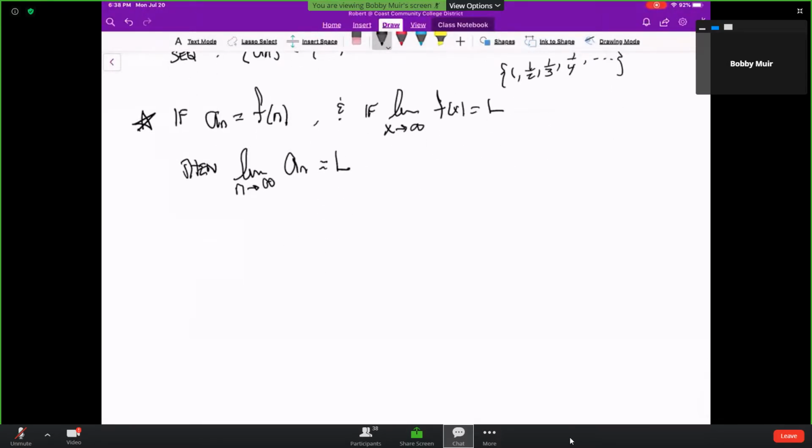And we had a real curious result that said any bounded monotone sequence will have a limit. That required us to use the completeness axiom.